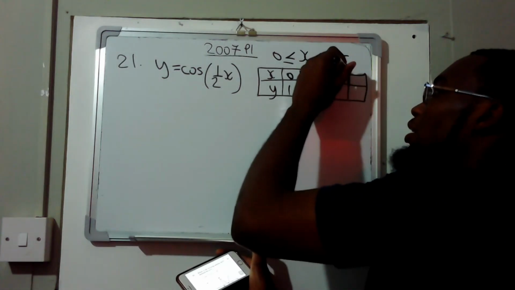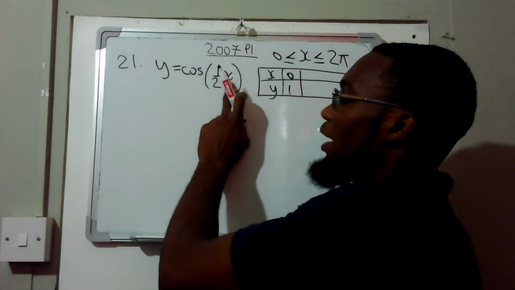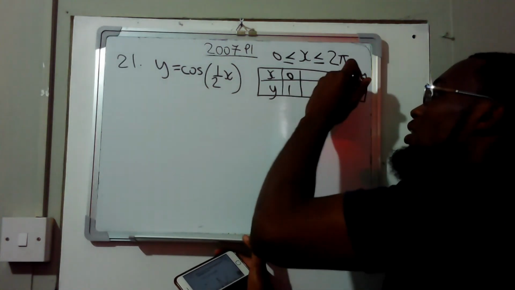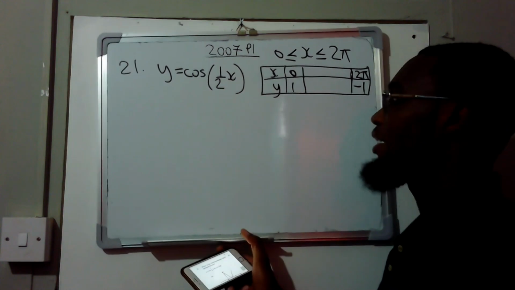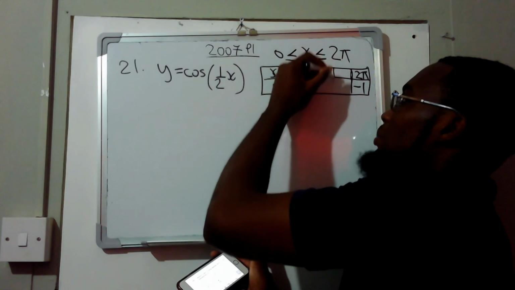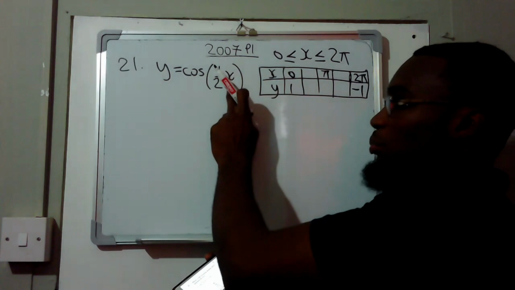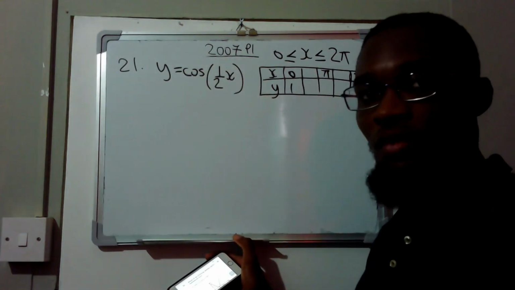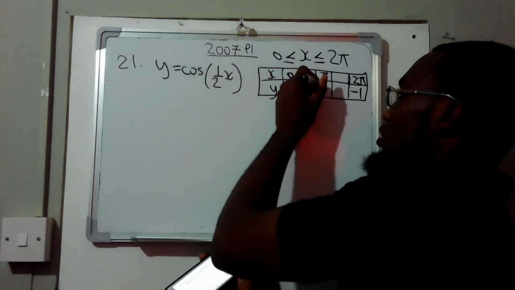Let's look at the end part now. When x is 2 pi, 2 pi over 2 becomes pi, and the cos of pi is negative 1. Then I like to try in-between values, like when x is pi. When x is pi, this becomes pi over 2. The cos of pi over 2 is the cos of 90, and the cos of 90 is 0.